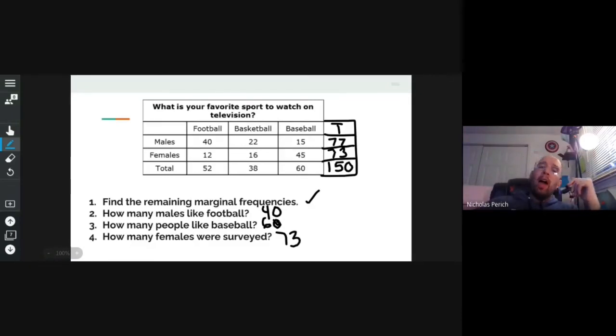So if I said, how many liked basketball? Don't be like 22, because I didn't mention males. Don't be like 16, because I didn't mention females. How many people like basketball? 38. If I said, how many guys were interviewed? You're going to say 77, because did I mention football, basketball, or baseball? Nope. So be careful for those types of problems. Very good, those of you who are with me.